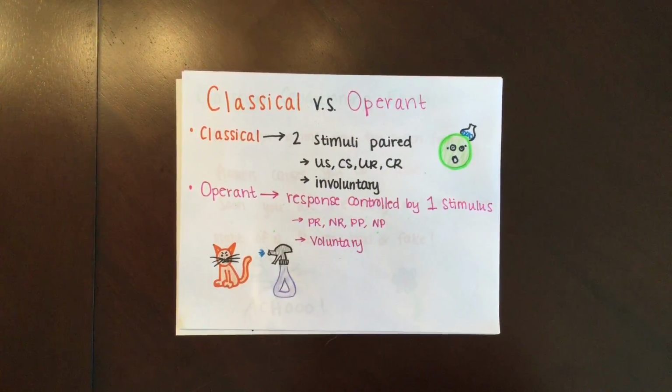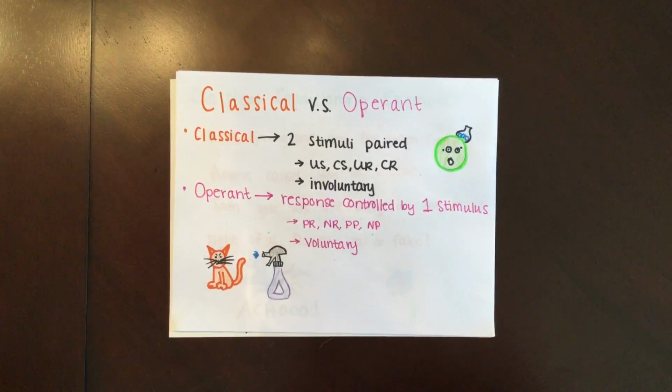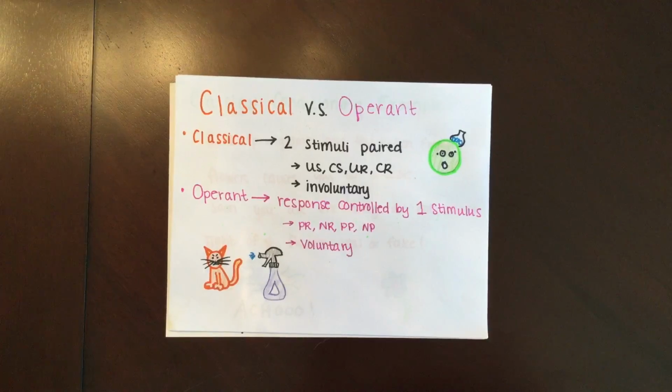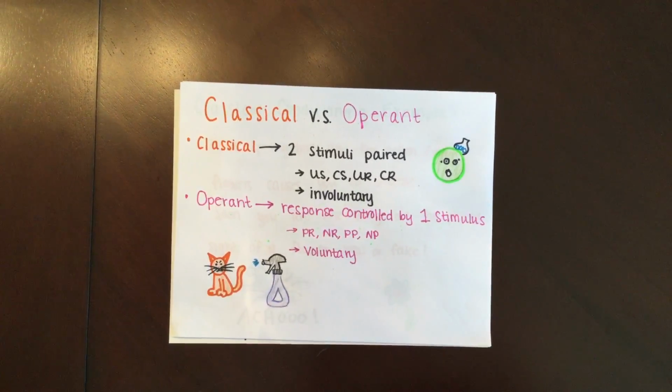Classical conditioning includes two paired stimuli. There are four parts to classical conditioning: unconditioned stimuli, conditioned stimuli, unconditioned response, and a conditioned response. This type of conditioning is involuntary because your body reacts to it without thinking.